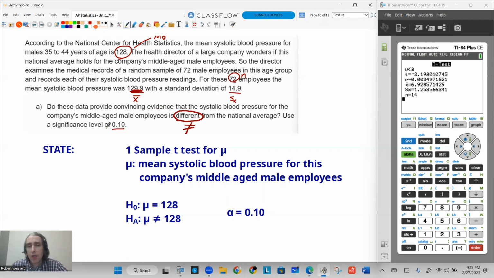So that's going to be your state. So hopefully you're able to set those up. Go ahead and check your plan part. Pause the video and try that on your own.